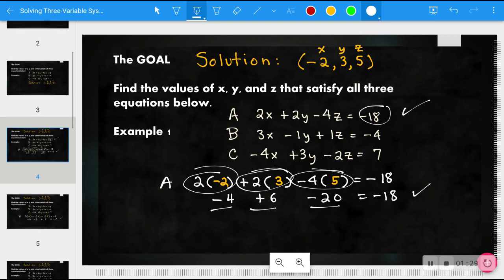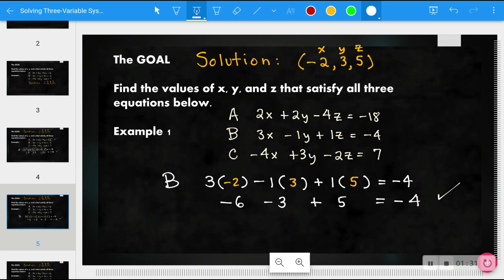All right, and the second equation, when you plug it in, same values. You have an x value of -2, so we put -2 in where it used to say x. And then we're going to replace the y with a 3 and the z with a 5. And that leads to -6 minus 3 is -9. -9 plus 5 more is -4, and that's the right value. So it works in the second equation.